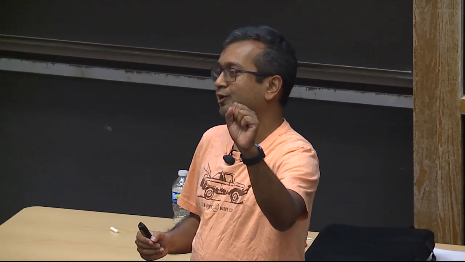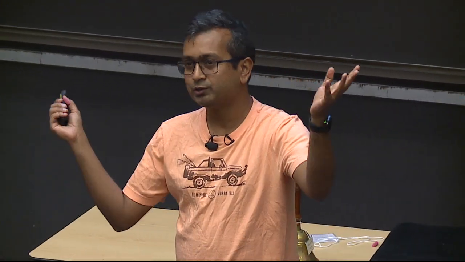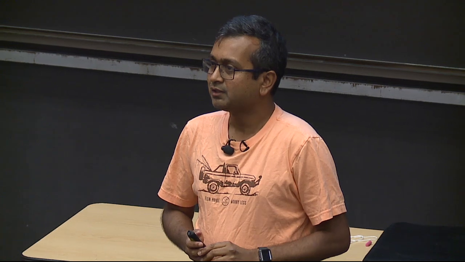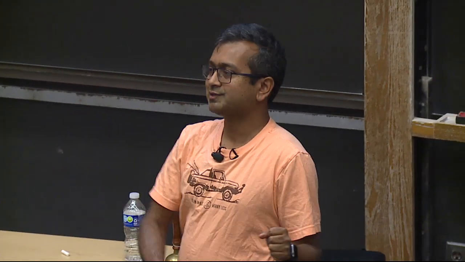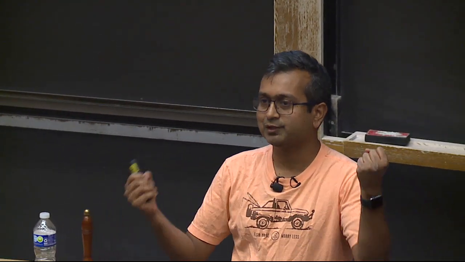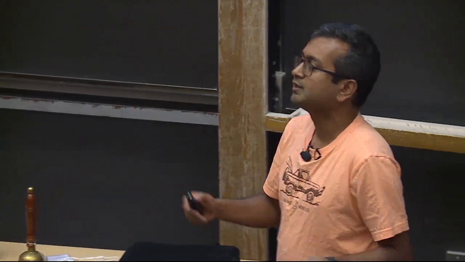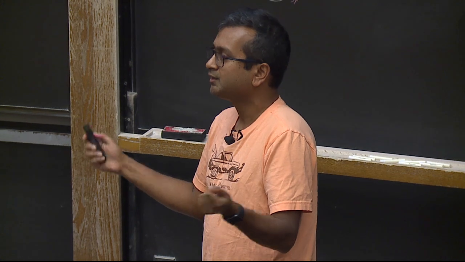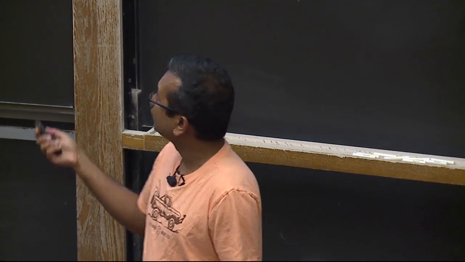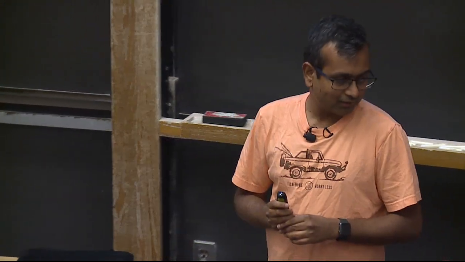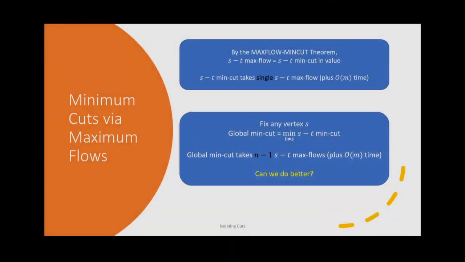I can fix one vertex. So this vertex is going to be on one of the sides of the min cut, and then I iterate over all the other vertices. One of them must be separated from this fixed vertex by my global min cut. So I iterate over all these vertices, find ST min cuts, and report the smallest. So here's the algorithm. You simply fix a vertex, iterate over all the other vertices, find ST min cuts, report the smallest. That's the correct algorithm, takes n max flow calls or n minus 1 max flow calls.